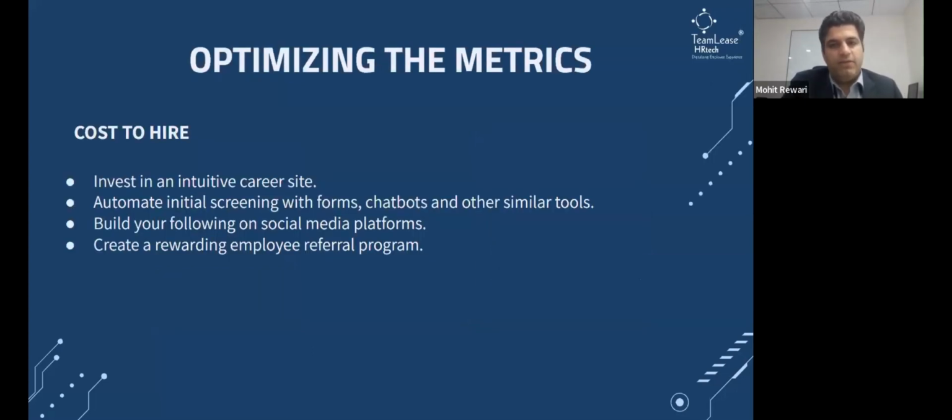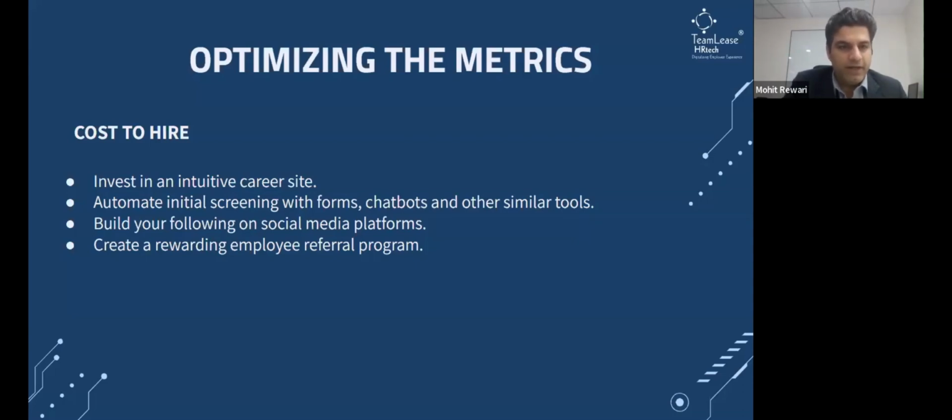So cost to hire being the first metric, this metric calculates the average cost incurred to fill a job vacancy, which can include expenses on sourcing, advertisement, recruitment tools, and the overall recruitment process. And tracking this metric helps an organization to evaluate the cost effectiveness of the recruitment effort and identify areas where the cost can be optimized. So this metric itself becomes the first metric if we are talking about anything from a monetary basis.